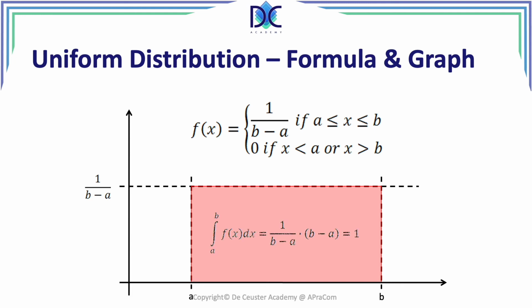And when we integrate over this interval, because all the possibilities that we have are between a and b, we find that the integration, the total surface, also gives us the probability of 1. And that's basically very simple, the uniform distribution.